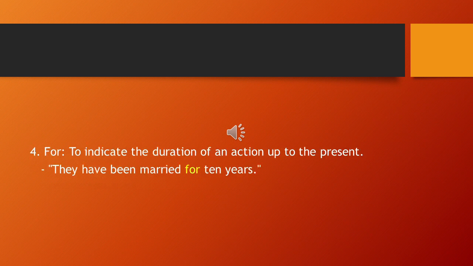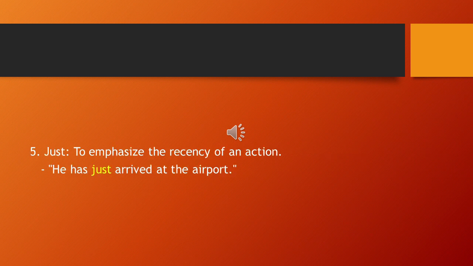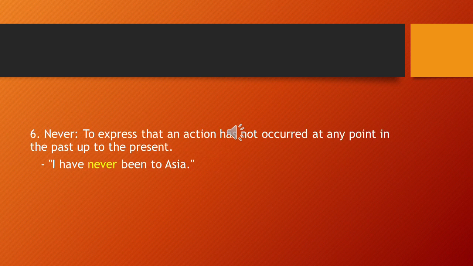Number 4. For. To indicate the duration of an action up to the present. They have been married for 10 years. Number 5. Just. To emphasize the recency of an action. He has just arrived at the airport. Number 6. Never. To express that an action has not occurred at any point in the past up to the present. I have never been to Asia.